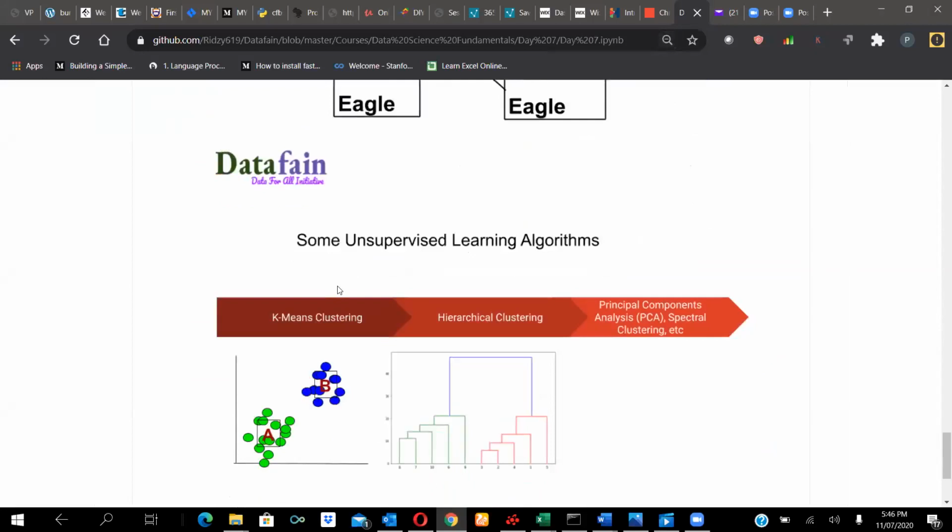Now, the other one we're talking about is hierarchical clustering. This is another example under unsupervised machine learning. Hierarchical clustering is simply clustering systems based on hierarchy. Now, we all understand the concept of hierarchy.